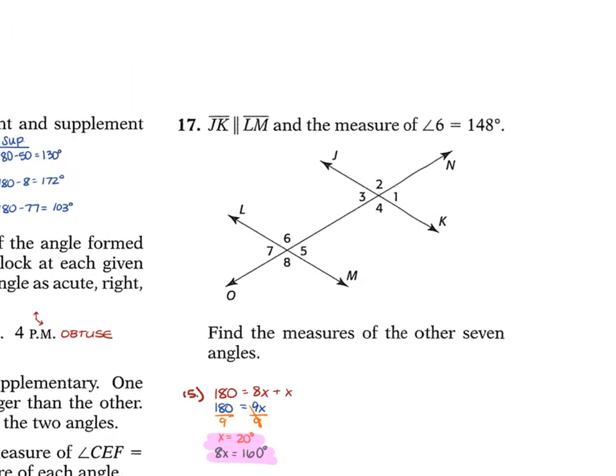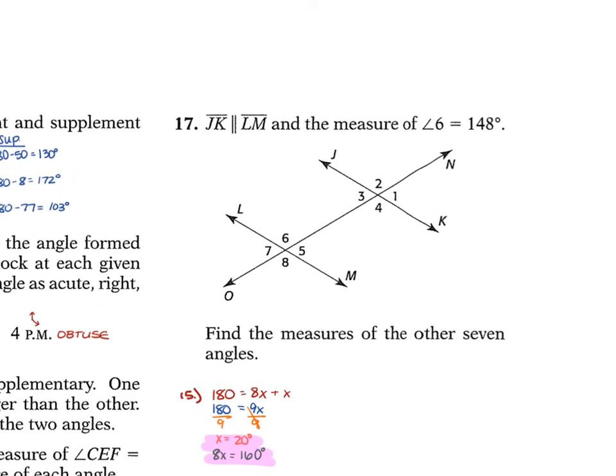For 17, it says that the line JK is parallel to the line LM, and the measure of the angle 6 is 148 degrees. So this is 148 degrees, which means angle 8 is 148 degrees, which means angle 2 is 148 degrees, and angle 4 is 148 degrees. If we find the missing angles, it's just 32 degrees.